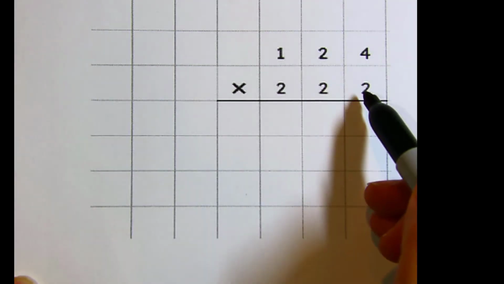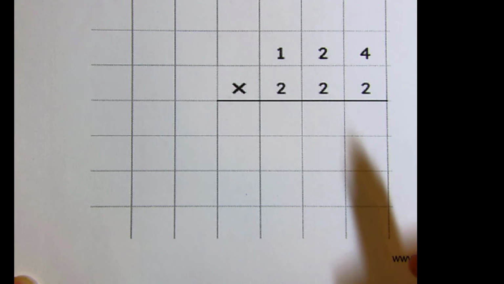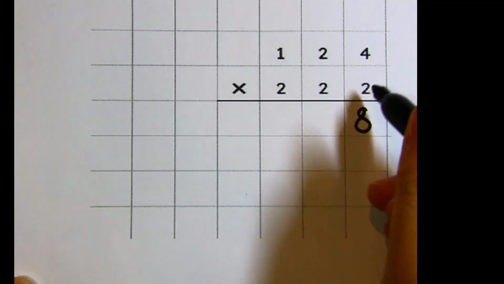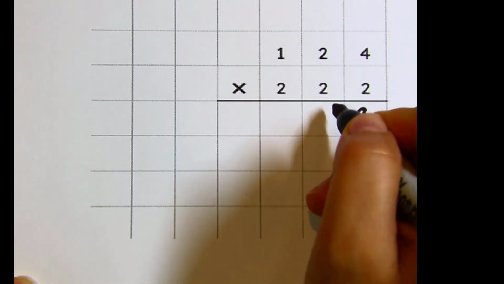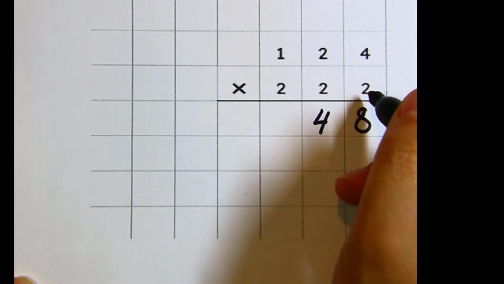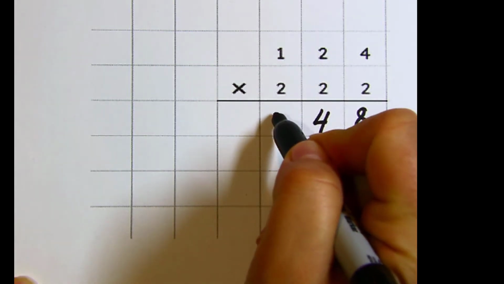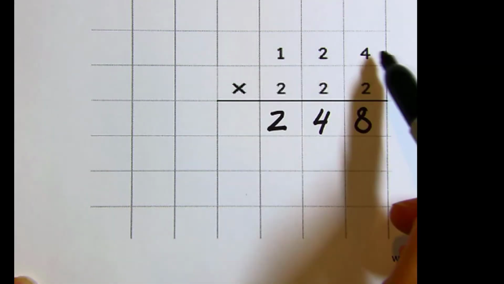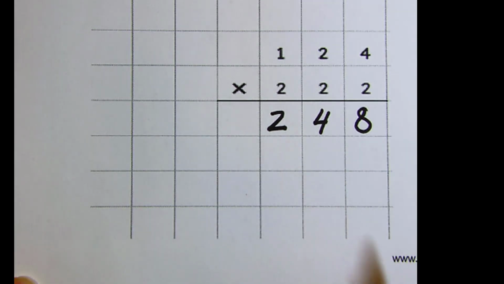So first, 124 times 2 ones. 1s times 1s is 1s. 2 times 4 is 8. 1s times 10s is 10s. 2 times 2 is 4. And then 1s times hundreds is hundreds. 2 times 1 is 2. So 2 ones times 124 is 248.